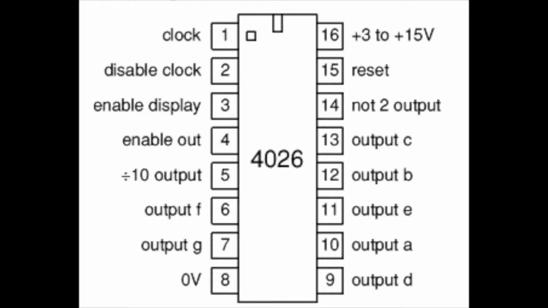This happens because pin 2 disables the clock, so when the button is pushed, the clock stops working and stops counting. Pin 15 is the reset pin. So by pushing the button we are resetting the clock, which turns the number on display to 0.